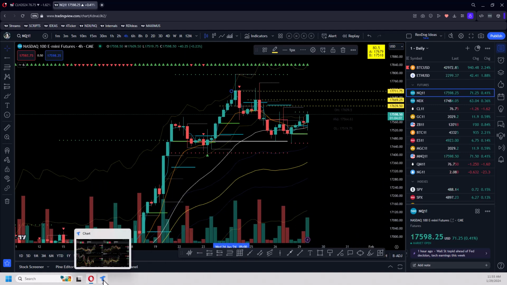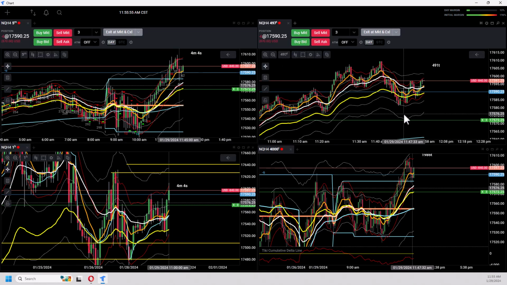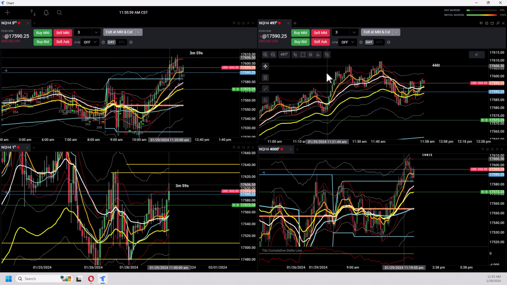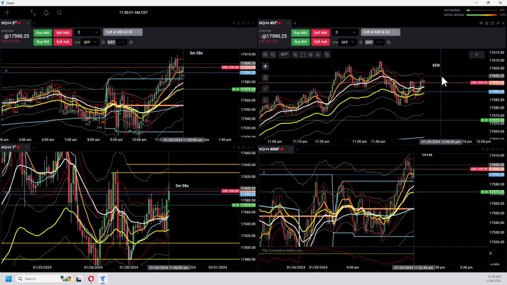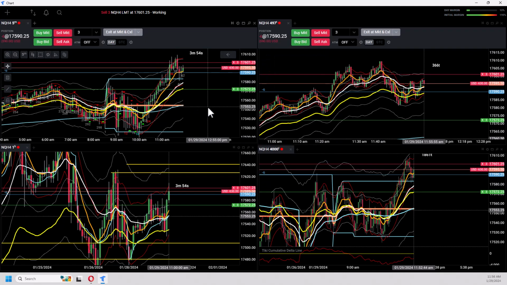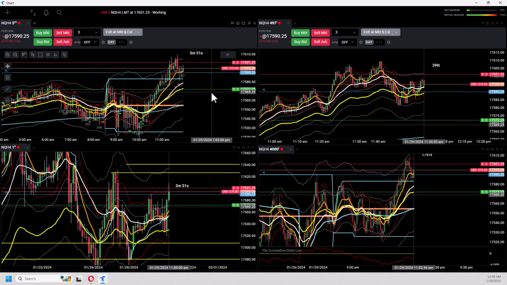Now, of course, I could put the 240 on this charting platform. Looks like I need to get out of this trade. So let's do one more short here. And then if that doesn't work out, I'll get out of this trade. Shouldn't be trading and recording a video at the same time, but it is what it is.